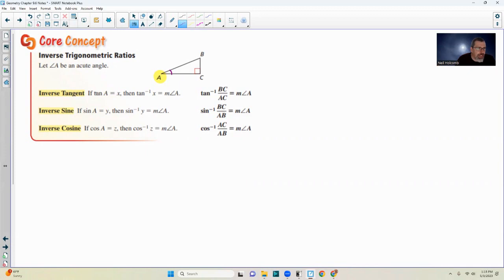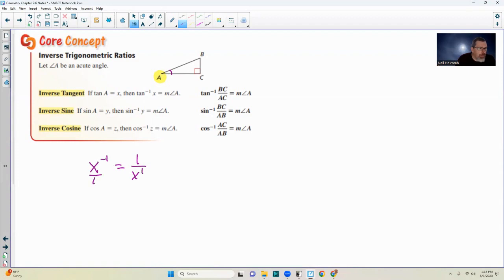So for the inverse tangent, if the tangent of A equals x, then tan to the -1 of x, which is read tan inverse of x, equals the measure of angle A. So if you take the inverse tangent of the side ratio, you get the angle measure. If you take the tangent of the angle, you get the side ratio. It's inverse tangent, inverse sine, inverse cosine. So where does this come from? Well, if I just had an unknown x and I take it to the -1 power, doesn't that equal 1 over that same x to the +1?